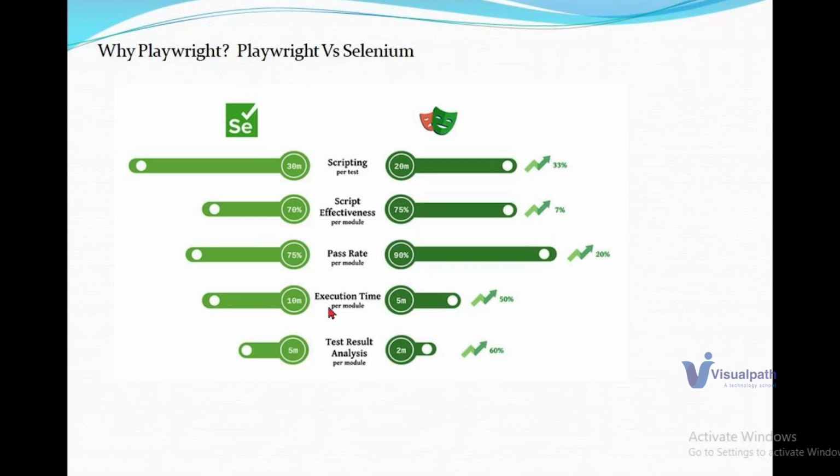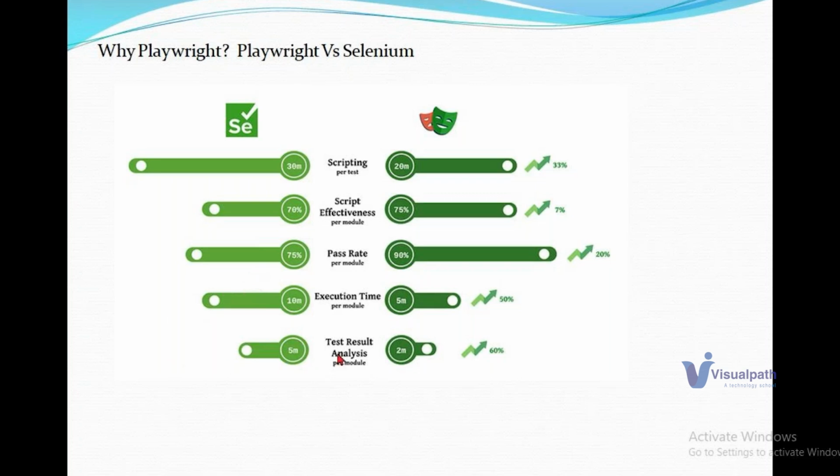Okay, so the execution time. Selenium takes 10 minutes, but Playwright comes with automatic waiting concepts built in, so it takes 5 minutes for the execution. It is majorly based on how the page is loaded in the browser. But in Selenium we have static waits, and sometimes we don't get the controls, but in Playwright we can control everything.